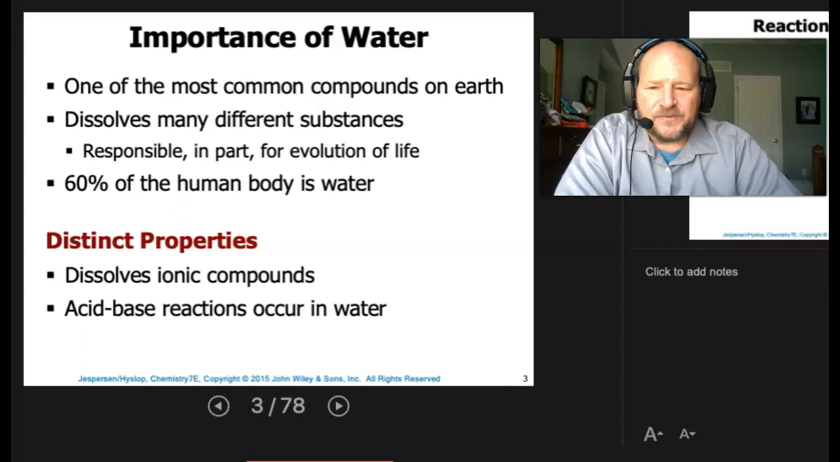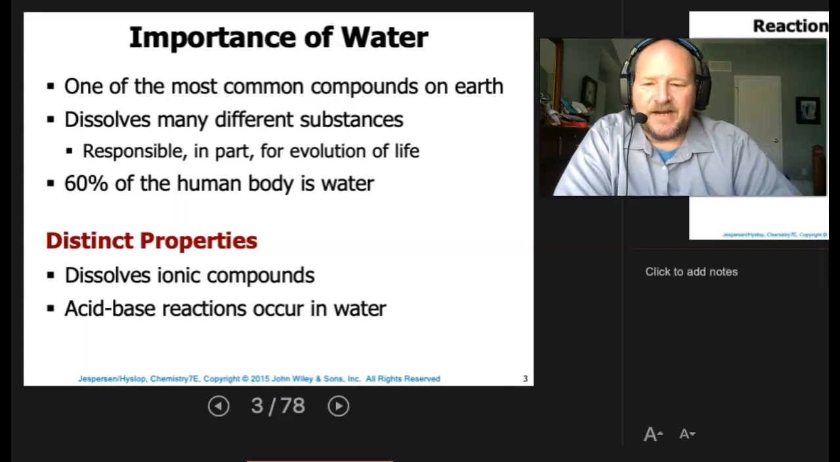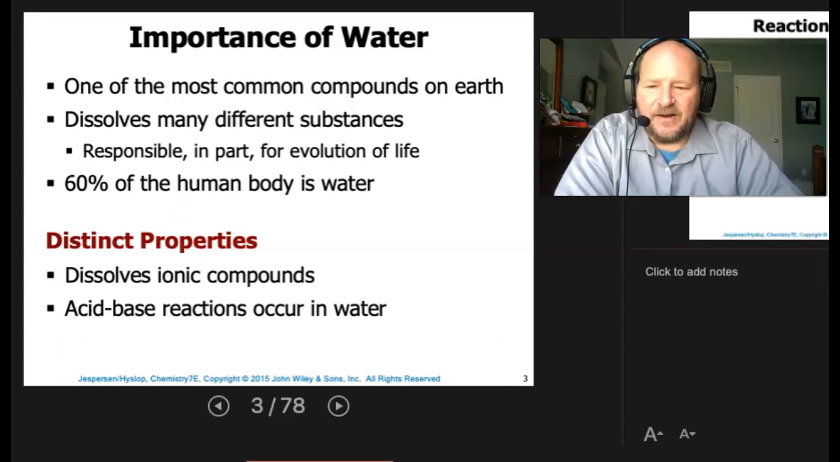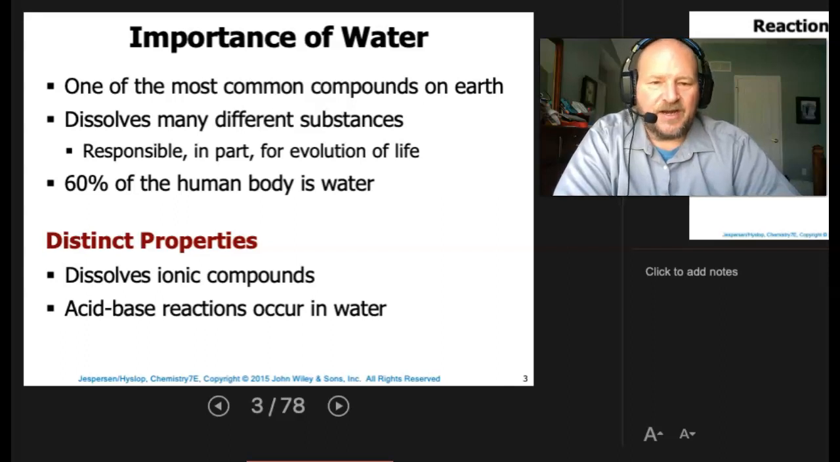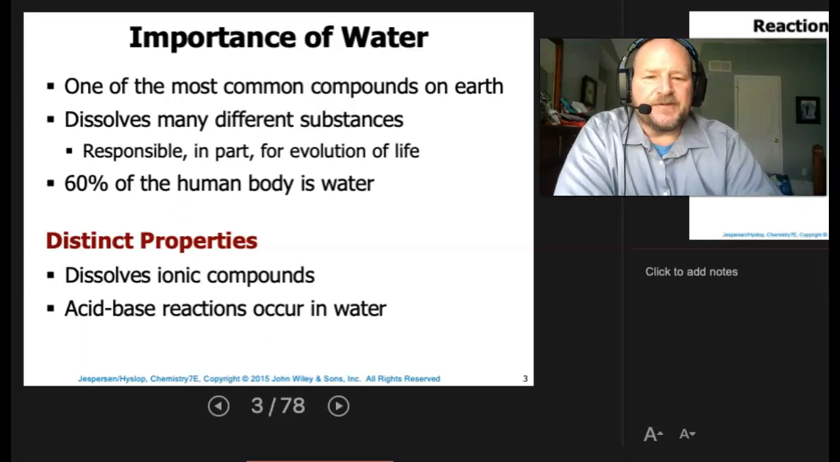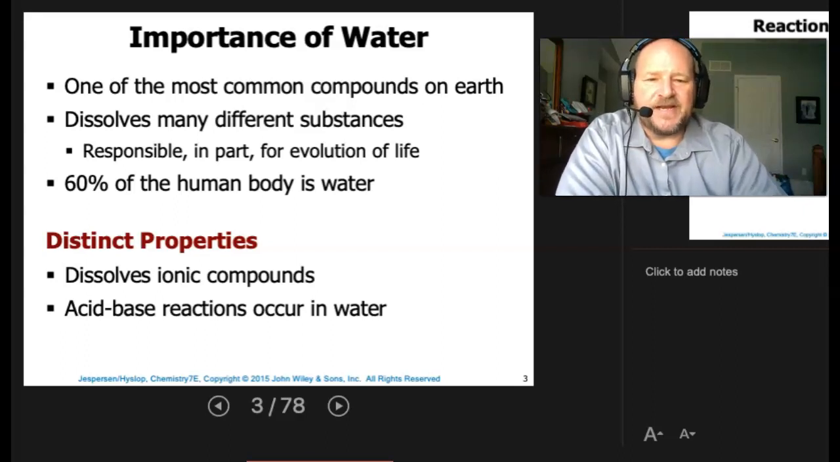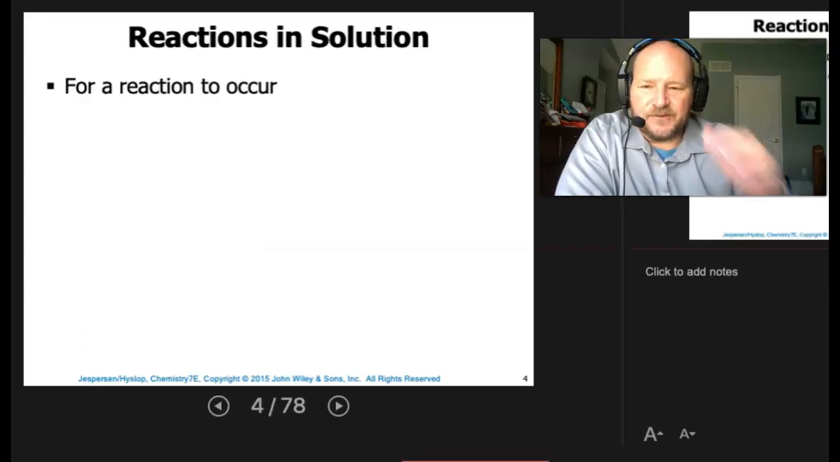Some distinct properties of water would be that it can dissolve ionic compounds, and of course that's going to allow acid and base reactions to occur, and one of the products there will be water. So in essence, the reason why solutions become important to us in chemistry is it gives us the medium to allow these pieces to react. So reactions occur in solution.